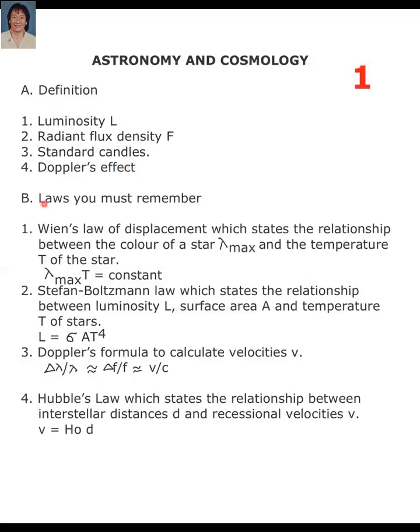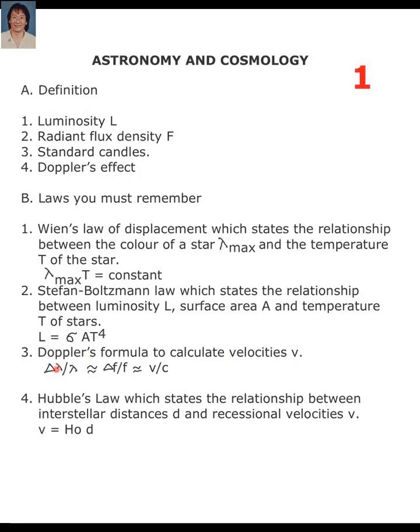B, the laws that you must remember. You must remember Wien's law of displacement, which states the relationship between the color of the star, controlled by lambda maximum, and the temperature T of the star. So lambda maximum times T equals a constant. Then number 2, you must know the Stefan-Boltzmann law, which states the relationship between luminosity, surface area, and temperature of stars. This is a formula.